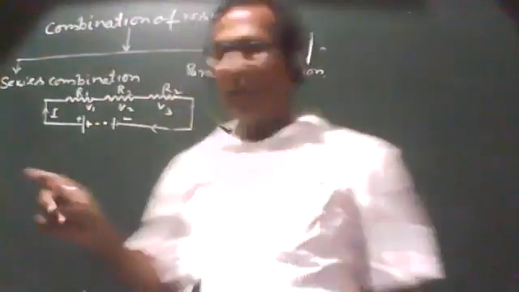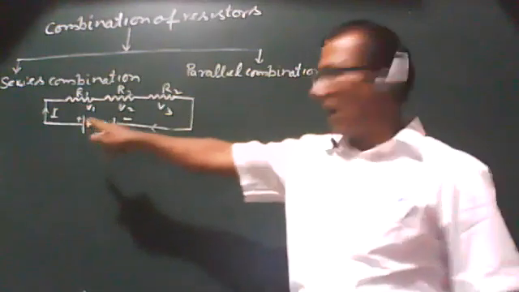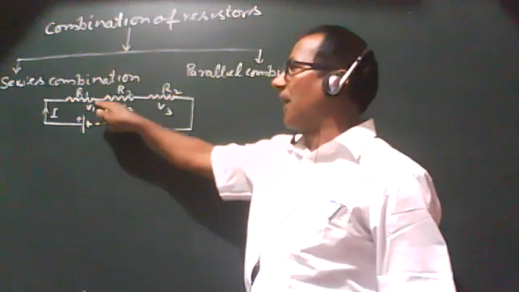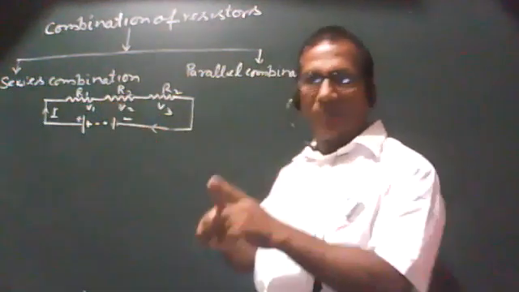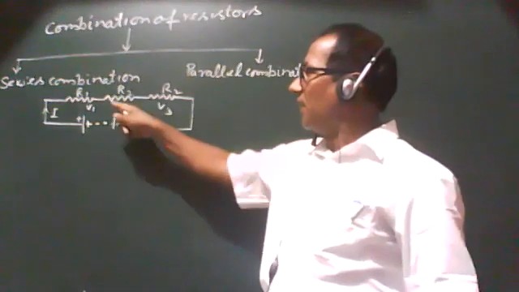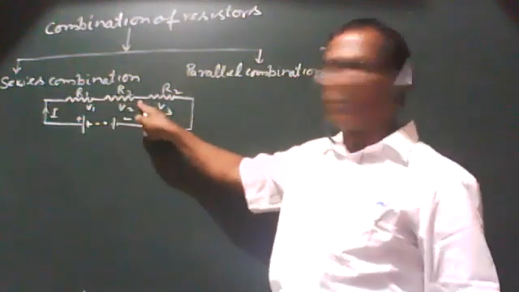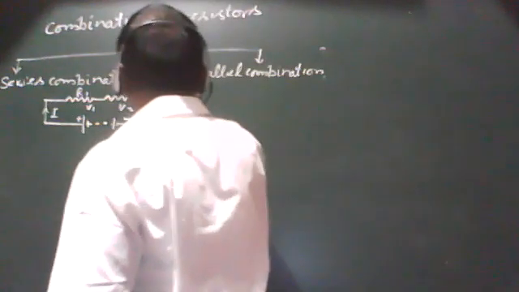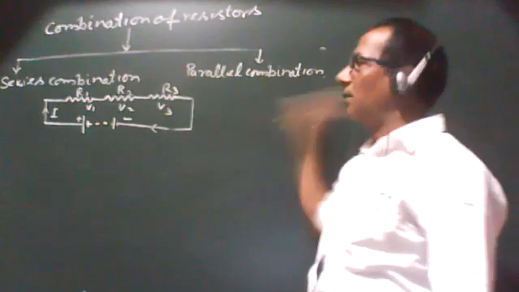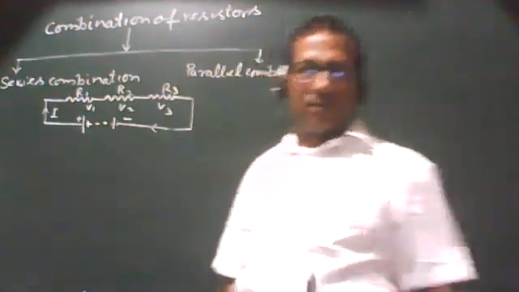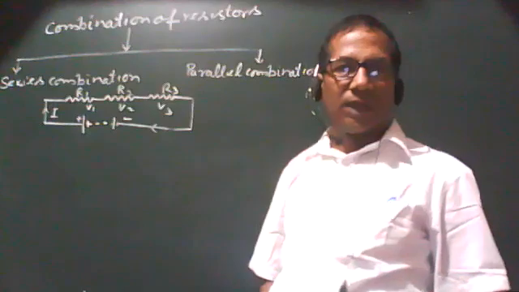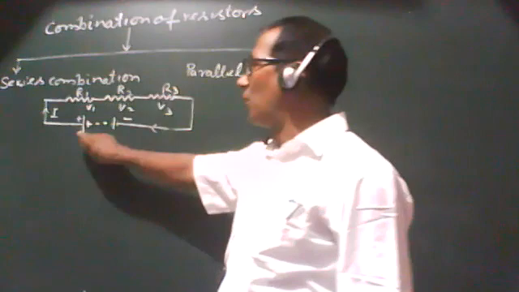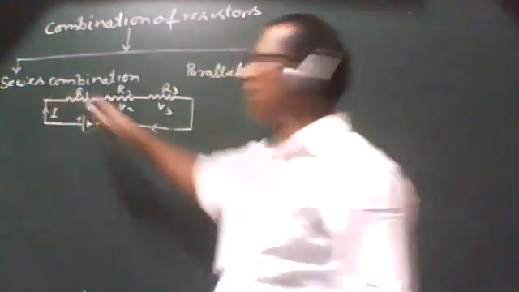See the resistor R1's first terminal, this one, and second terminal, this one. R1's second terminal and R2's first terminal are joined at one place. Likewise, the second terminal of R2 is connected to the first terminal of R3. And so on. Many resistors can be connected by this process, and the combination is known as series combination. Here the battery is on, and the current I has a single path.